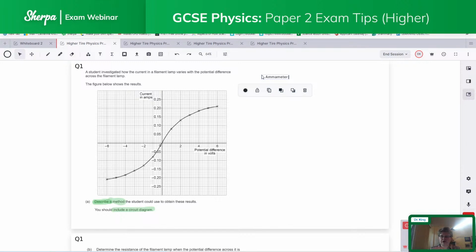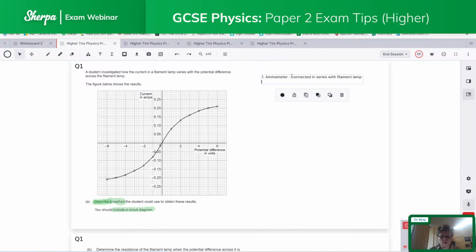Hopefully, I know that you folks have clever brains on the other side. The ammeter in our circuit will always be connected in series. In series with what? We want to measure the current of the filament lamp, so it needs to be connected after the filament lamp and in series with the filament lamp. So that will be your first step.